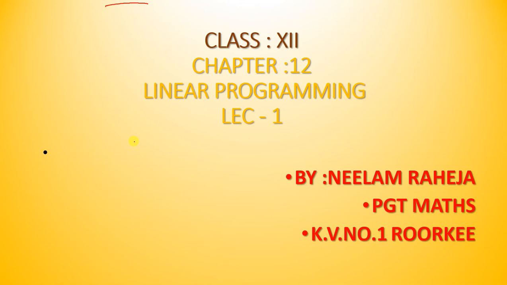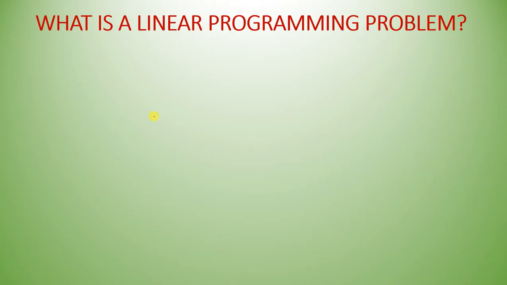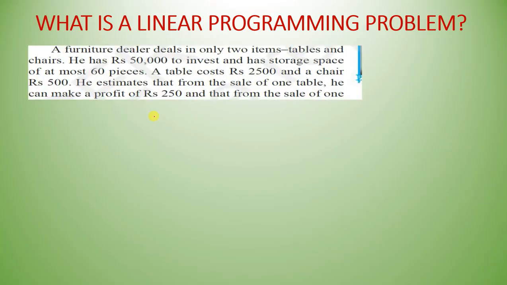So let us start it with an example. Suppose a furniture dealer, it deals in only two items, tables and chairs. He has rupees 50,000 to invest and has storage space of at most 60 pieces.